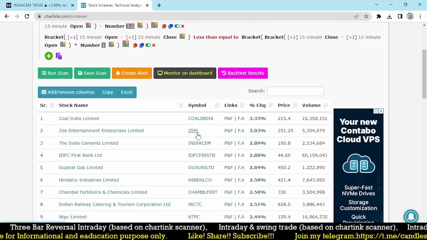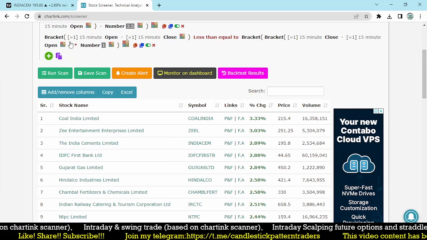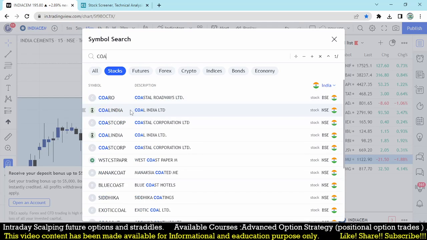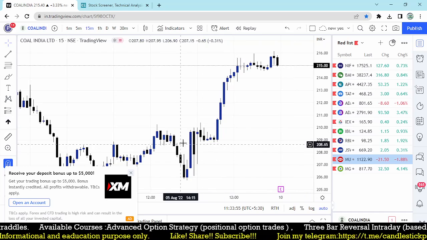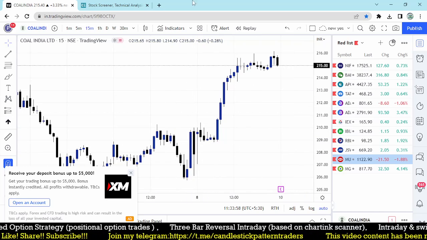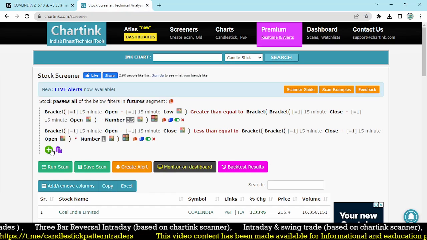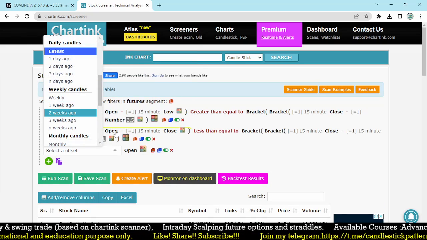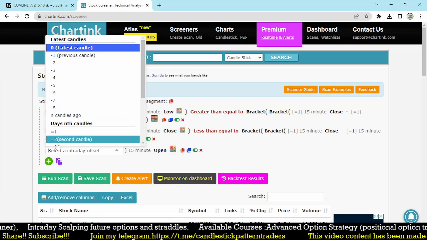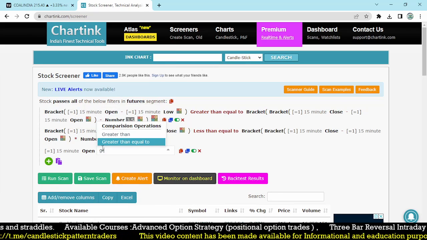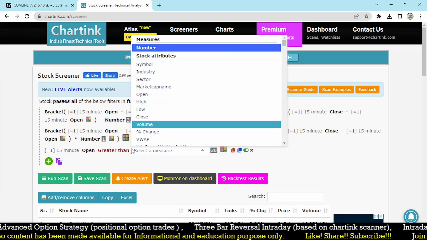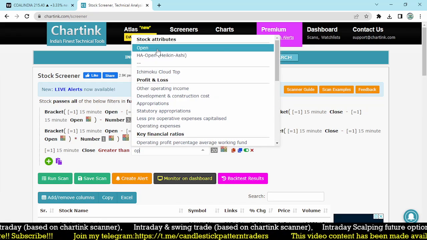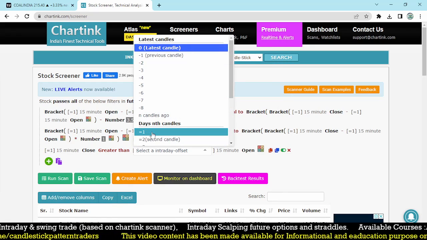Now we have different kinds of stocks, and again Zee Entertainment is present here. Coal India. Let me go for Coal India. It's a big candle, this is the candle. Okay, so we have to filter by the open. We will filter out by the green candle. The first 15 minutes candle must be a green candle, so close must be greater than open, first 15 minutes candle, right?